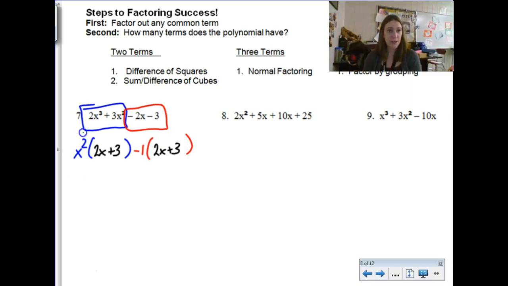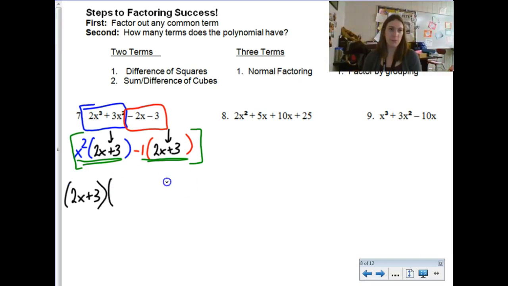So now when you look at the entire problem, I notice that this term and this term both have a common factor of 2x plus 3. So if you take that 2x plus 3 out in front of the entire problem, and you can use those green brackets if you prefer, but look what happens when you remove the 2x plus 3 and this 2x plus 3 and you take them out. Now you have x squared minus 1.